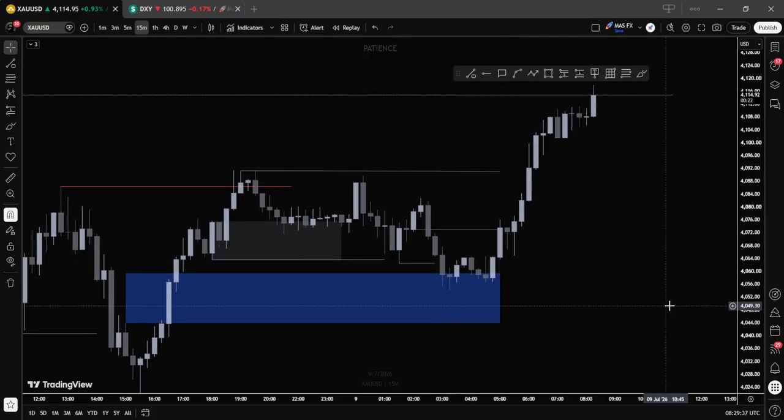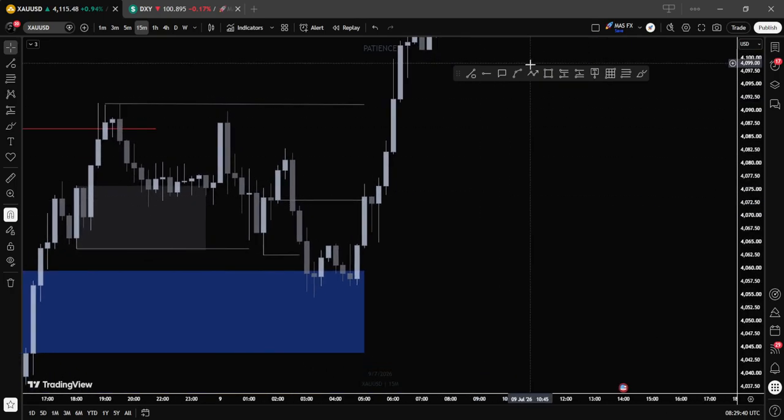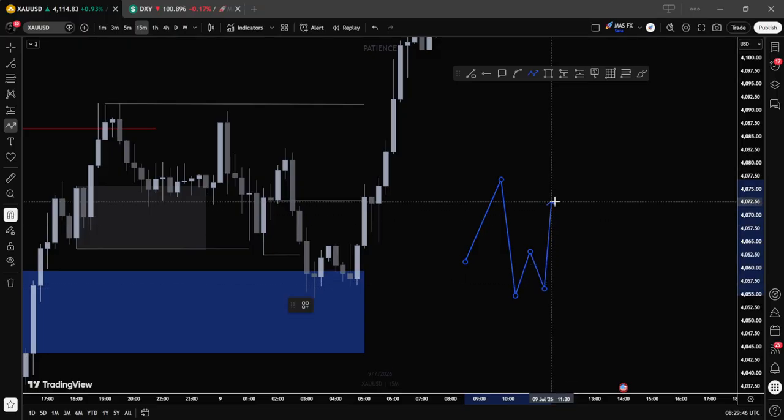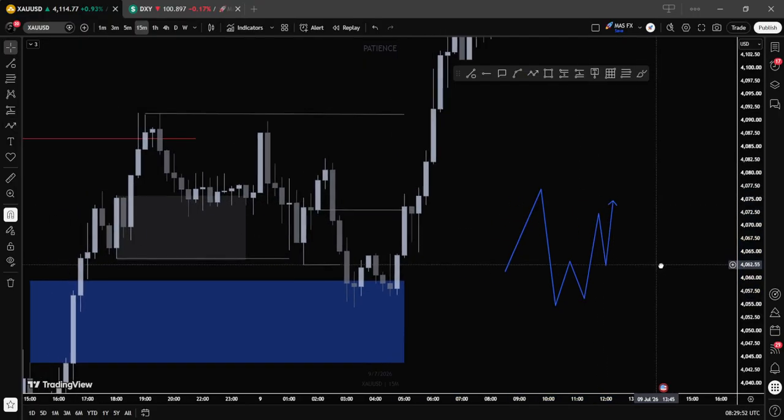and then gave off a small reaction. So you can see over here we have this. Price pushed into the order block, gave us a small reaction, and then broke structure again over here.